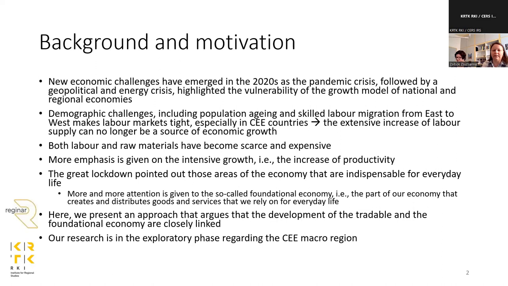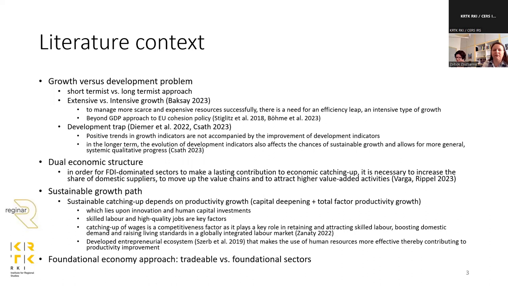Our literature context regards the growth versus development problem, which is a common topic in economic research, and it can be interpreted as a short-termist versus long-termist approach, or in other words, the extensive type of growth versus the intensive type of growth or development. Because the sources of extensive growth are more and more scarce, there is a need for an efficiency leap, a productivity improvement. And we are delighted that this approach, the so-called beyond GDP approach, also appears in the cohesion policy of the European Union.